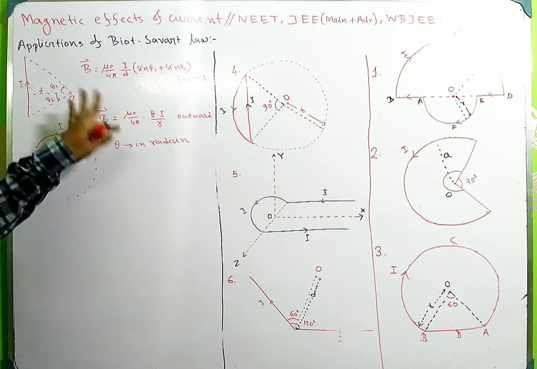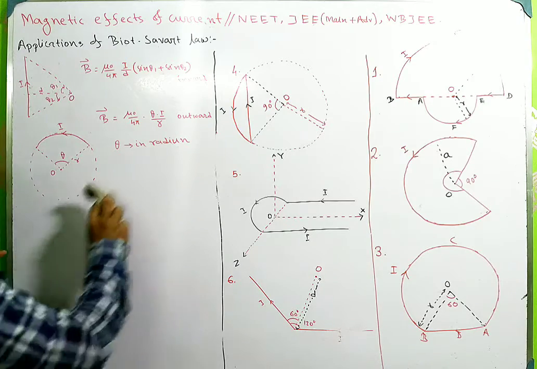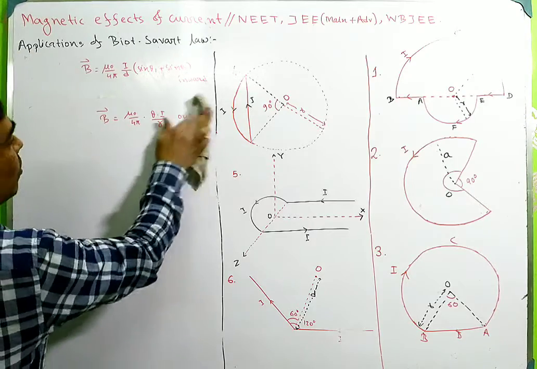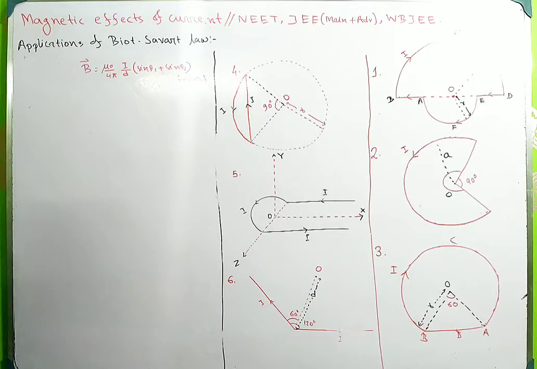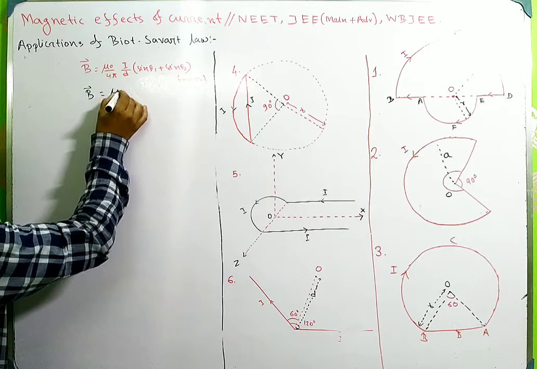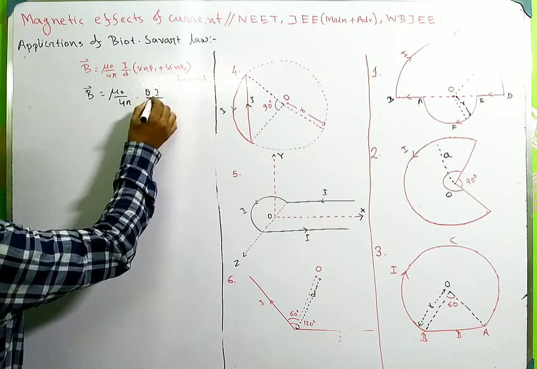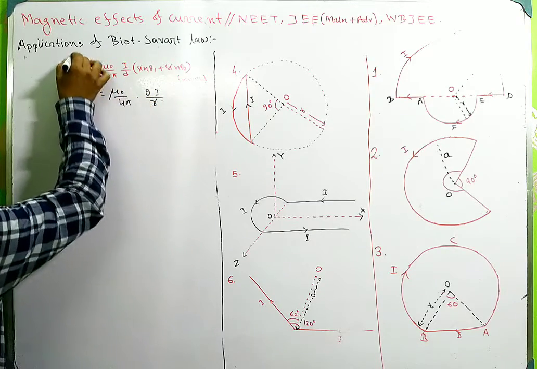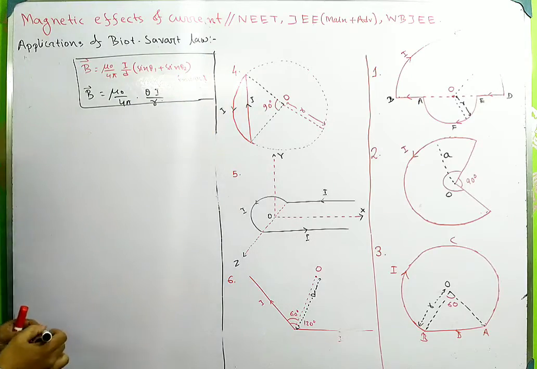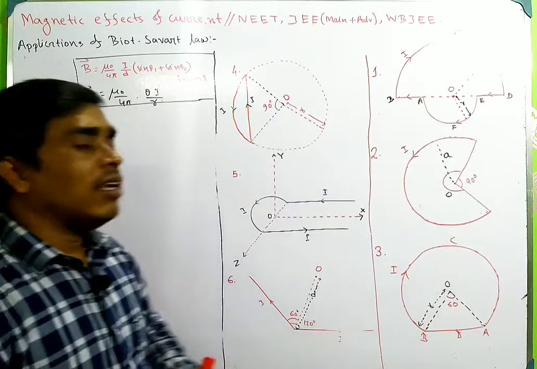Now by using these two formulas, we can easily calculate the magnetic field in all these cases. This is the first formula, and the other is B0 equals mu0 by 4 pi, theta I by r. By using these two formulas, we can solve all the problems.